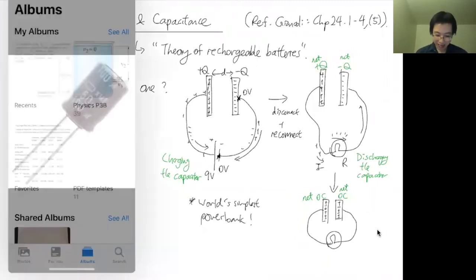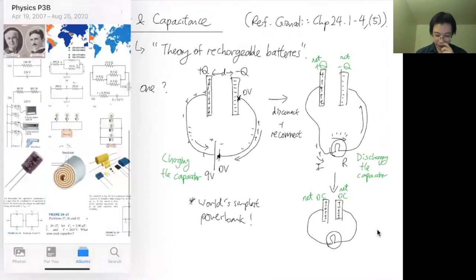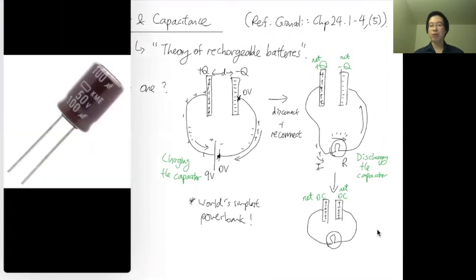Now, you might have seen one of these things if you try to Google what a capacitor looks like. And this looks nothing like what I've just said, 2 metal plates. All right, what's going on here?